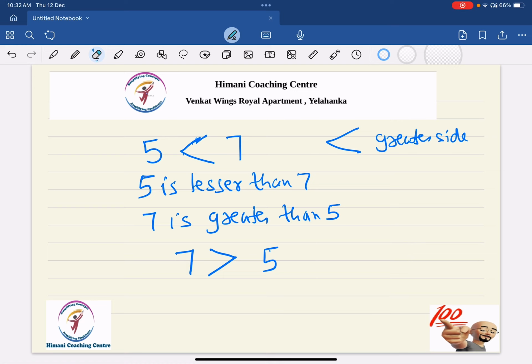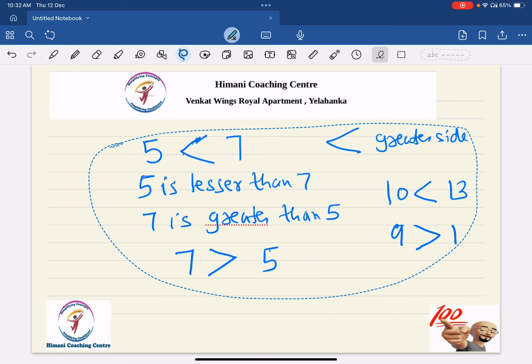Okay, so now let us ask this question. 10 and 13. So what should happen? We have to put the sign like this. So we are saying 10 is less than 13, or 13 is greater than 10. Similarly, if I had given 9 and 1, we know 9 is greater, so the mouth has to open towards 9. So 9 is greater than 1.